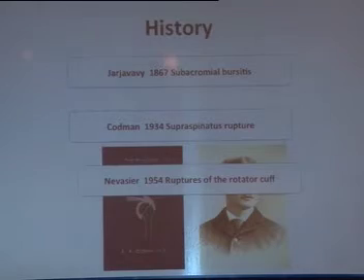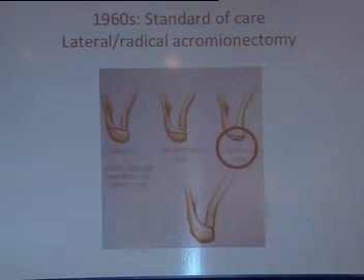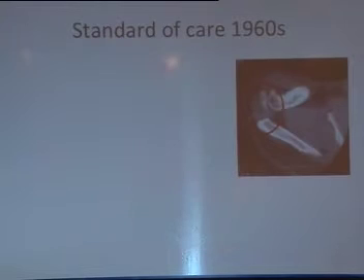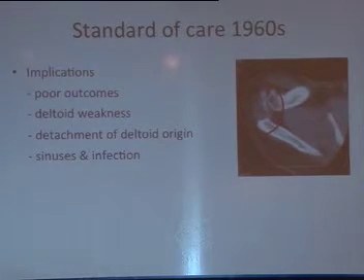But it was Charles Neal who opened the actual door to management of impingement in the 1970s. So what was it that Charles Neal did so differently that we give so much weightage to what he did? If you understand the standard of care in the 1960s, it was a lateral acromionectomy for more or less all painful shoulders. That means you are resecting the entire lateral aspect of the acromion. What you are doing here is detaching the deltoid. So you are causing real problems for the patient in the form of poor outcomes, weakness, infections and sinuses.